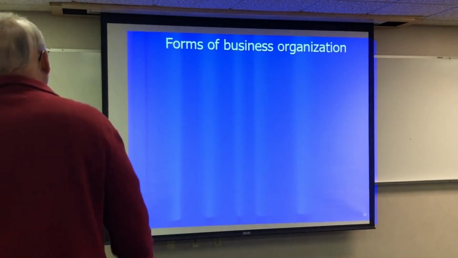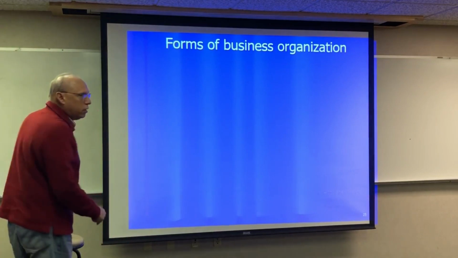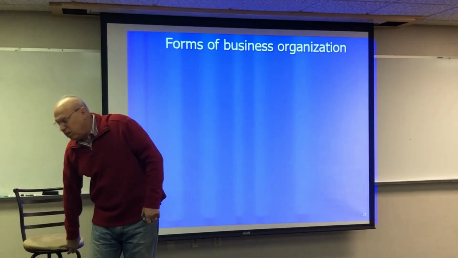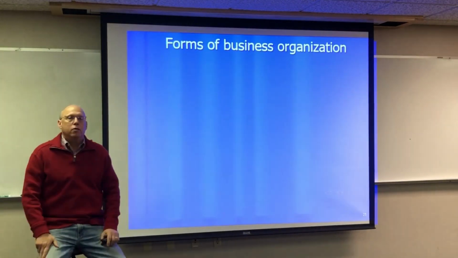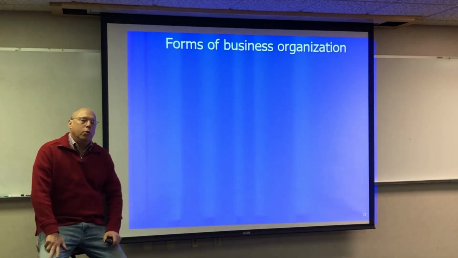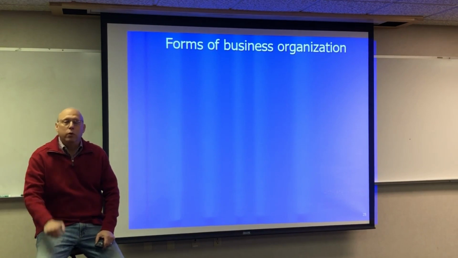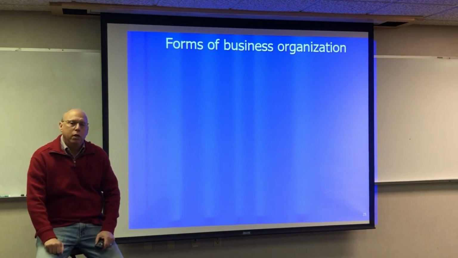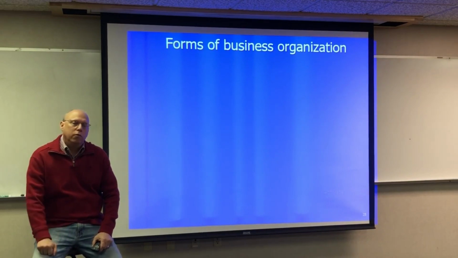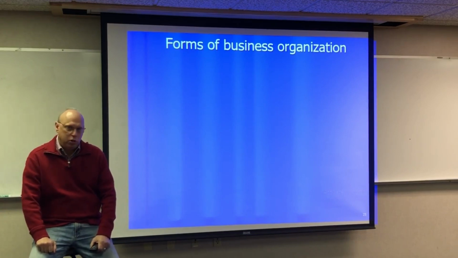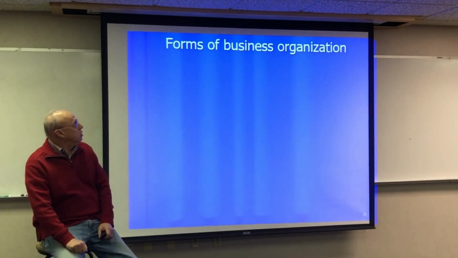Moving on, we're going to cover the next two sections of chapter 1. There'll be two clips following this one, so 3 more clips. The next 2 clips, this one and the following clip, will cover the basic forms of business organization that we have in the United States.